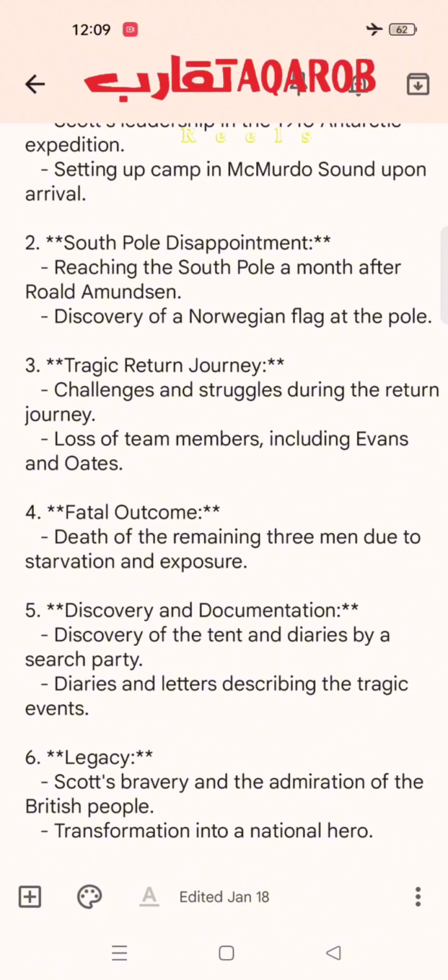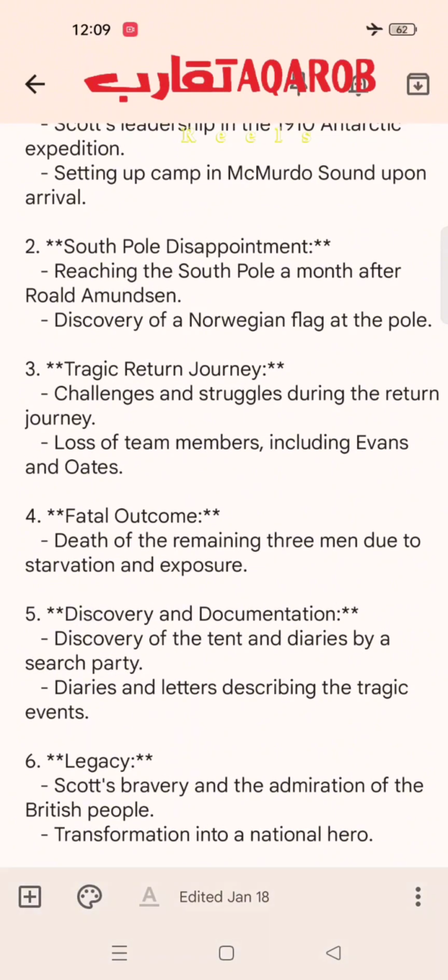Number 4. Fatal outcome. Death of the remaining 3 men due to starvation and exposure. Number 5. Discovery and documentation. Discovery of the tent and diaries by search party. Diaries and letters describing the tragic events. Number 6. Legacy. Scott's bravery and the admiration of the British people, transformation into a national hero. So this is the end of the main ideas and the summary of Scott's Race to the Pole.